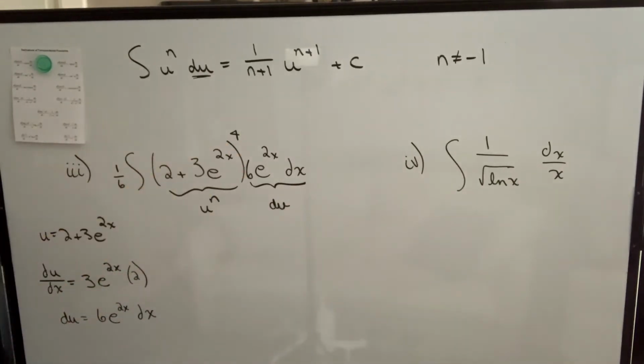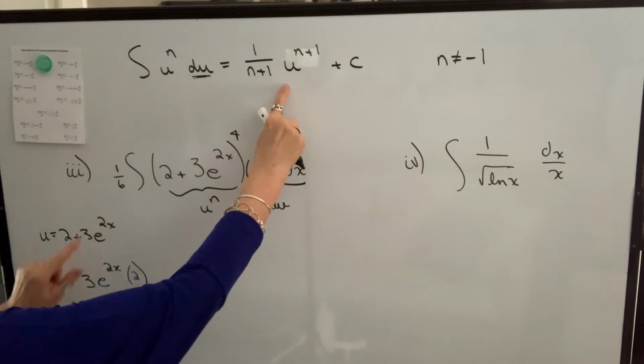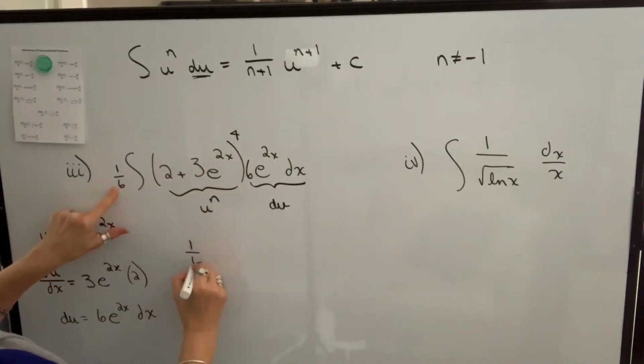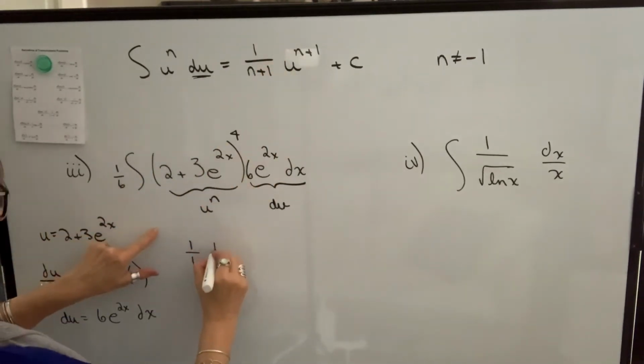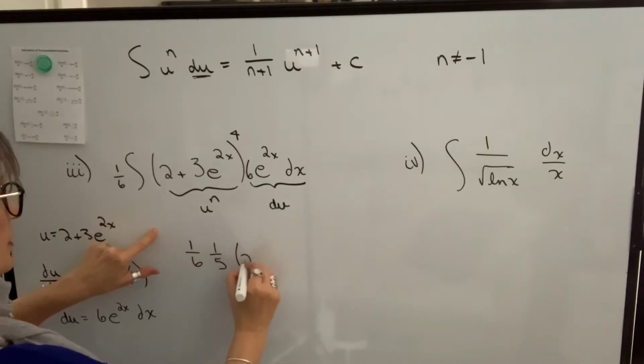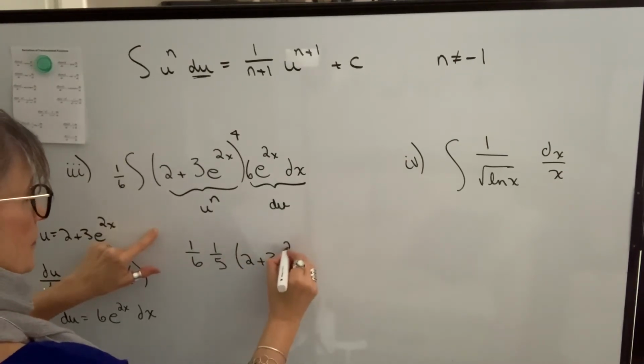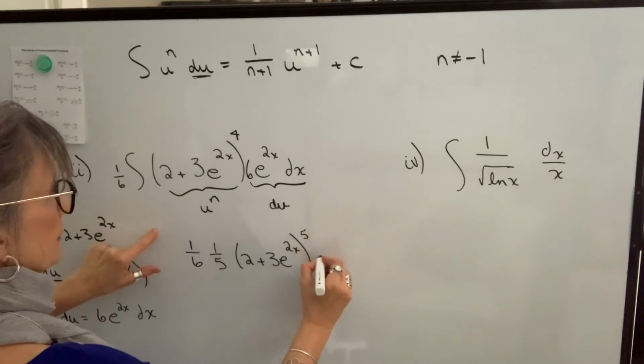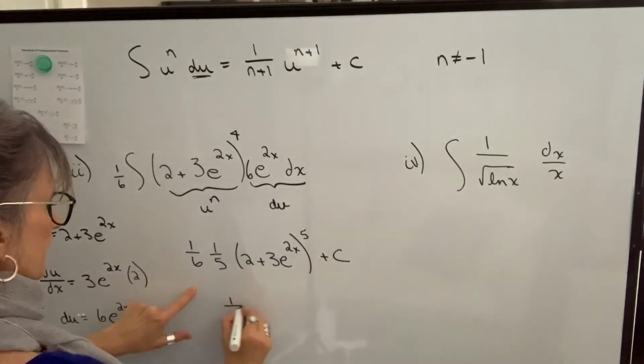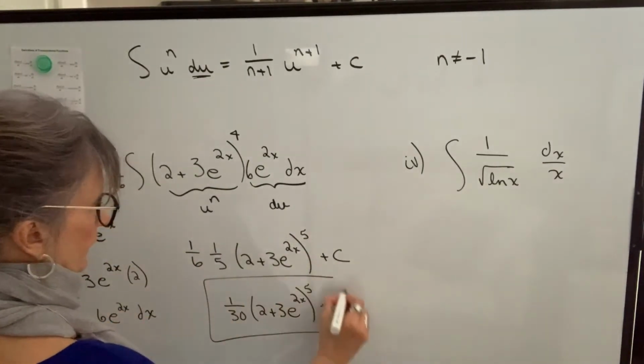Now that you have it exact, we can plug into our formula. So it'll be 1/6 times 1 over n plus 1, so 1/5, times u to the n plus 1 plus c. And clean that up, and we're done.